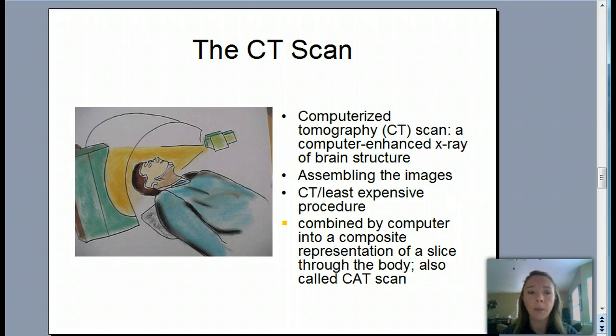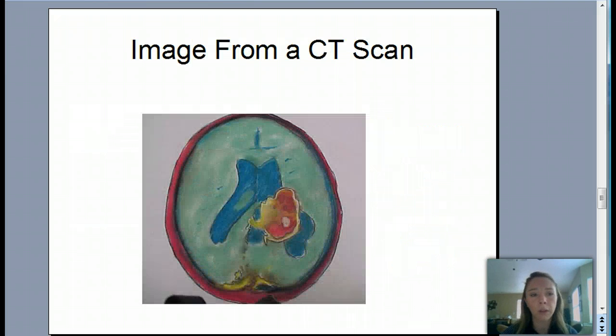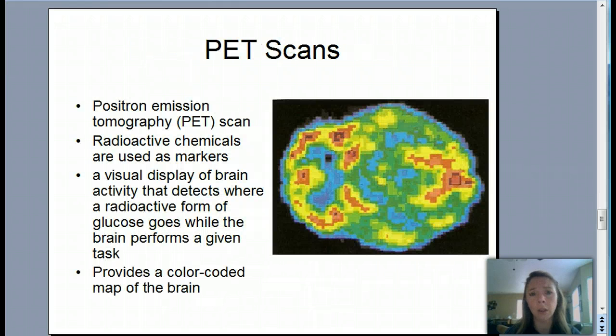And this one does show or can show different masses in the brain. So if we're looking for a tumor, it might look something like this. So this is an image from a CAT scan. So this is different parts of the brain, and then this right here would be something that would be abnormal or a growth. So this would be the first thing if I thought we had a tumor in your head, they might do a CAT scan first to see if there's something vivid that they can see.